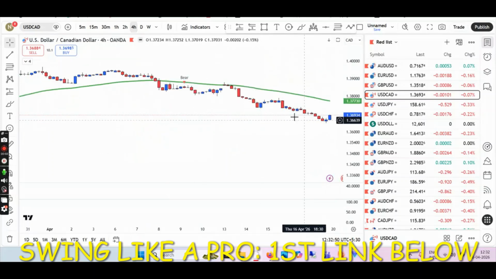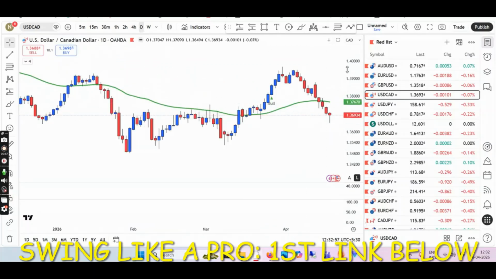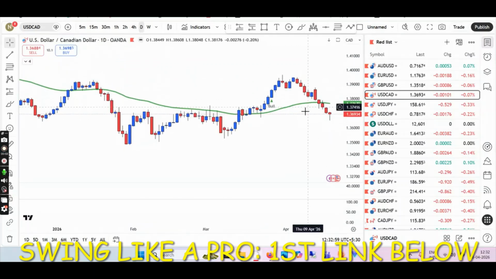Coming back to 4 hour. 4 hour again, we have made a new low. We should take a pullback. So by default, price is below the EMA in all time frames. Look for shorts after each pullback.